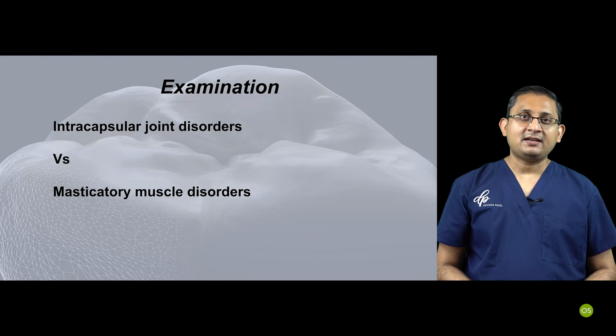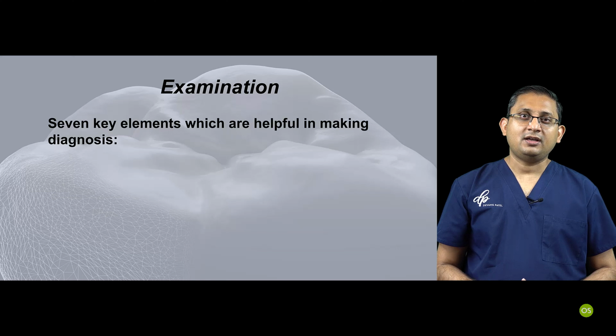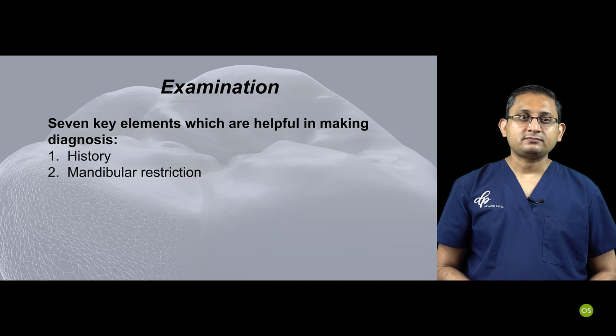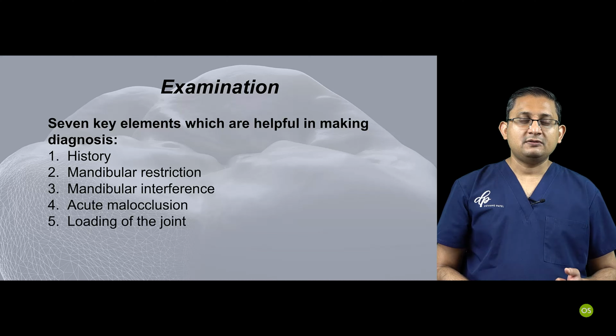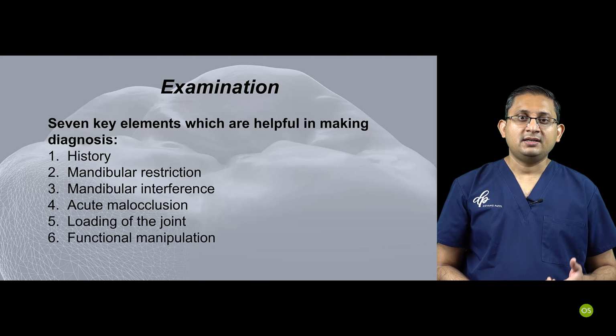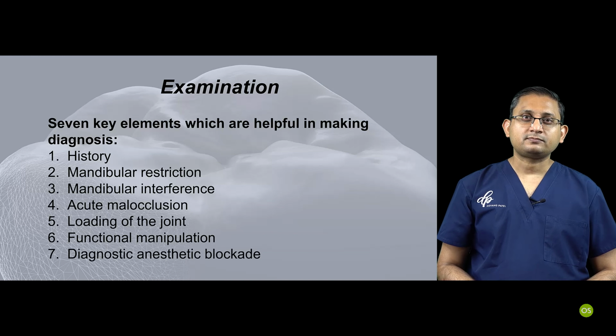And there are some factors you can assess and check in order to make a differential diagnosis. These factors are history, mandibular restriction, mandibular interference, acute malocclusion, loading of the joint, functional manipulation, and diagnostic anesthetic blockade. So let's go through them one by one.